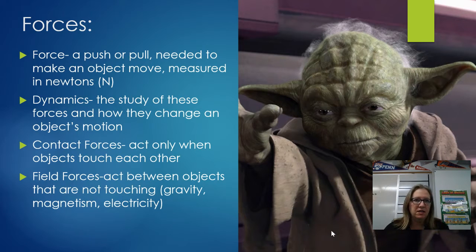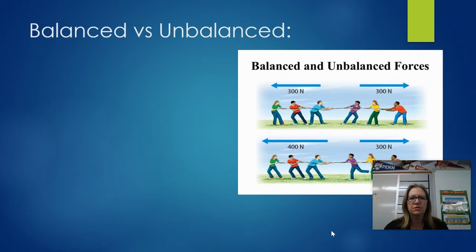Gravity acts on us even if we're not touching the surface of the earth, okay? That's what makes us fall. Magnetism, when magnets get close enough together, they'll just come together. And electricity can actually act over a certain field as well without having contact, okay? So those are field forces.